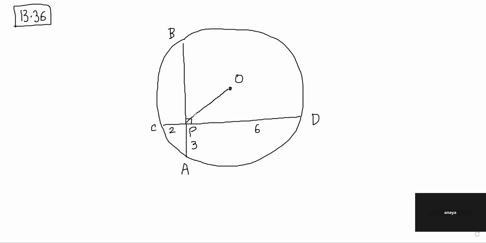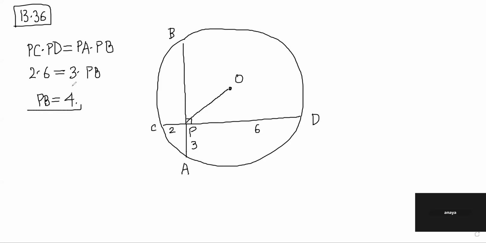Okay, so first of all, power of a point P will be PC times PD is equal to PA times PB. And you have 2 into 6 is equal to 3 into PB. So PB is equal to 4. We get this length as 4. And now this is 90 degrees. We have to use the fact that this is 90 degrees and think of what we can do with that.